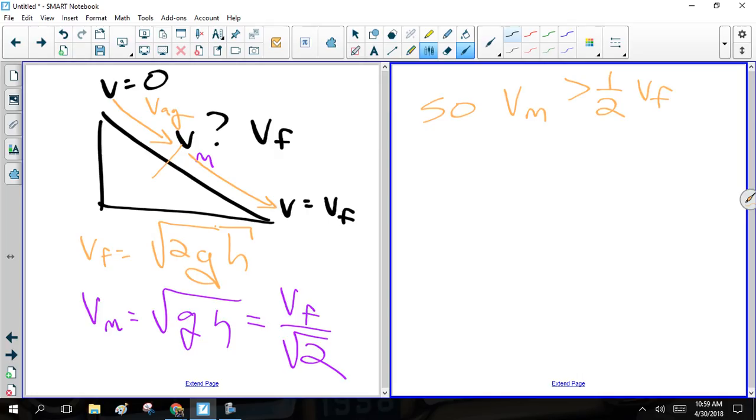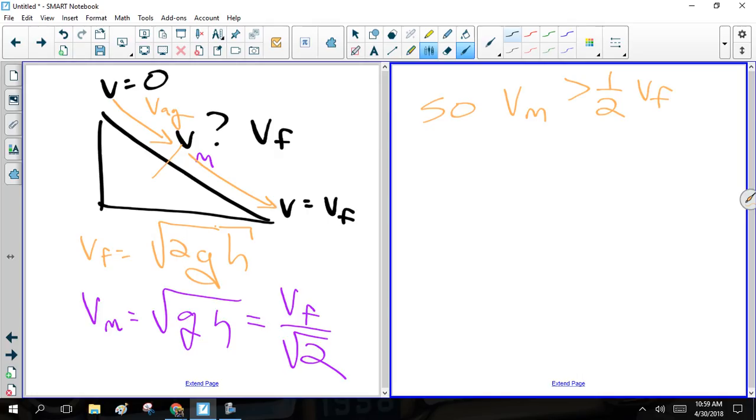Okay, so another way to think about this is this. Your average velocity for the first half is going to be less, right? Which means it's going to take more time to travel that first half, right? Isn't the acceleration the same the whole time? So you're going to have more time to gain speed, right? And therefore you'll get to more than half the velocity. Cool? All right.